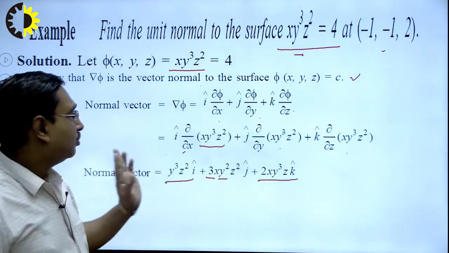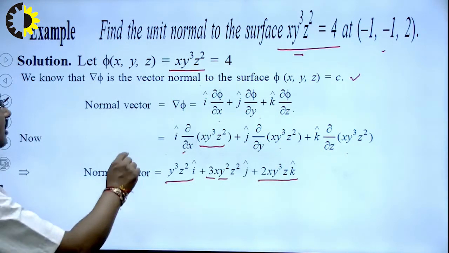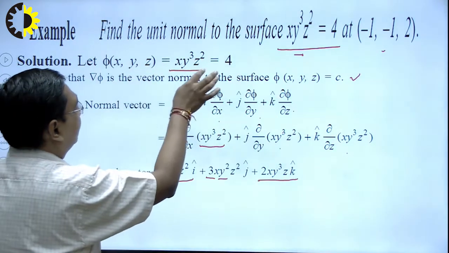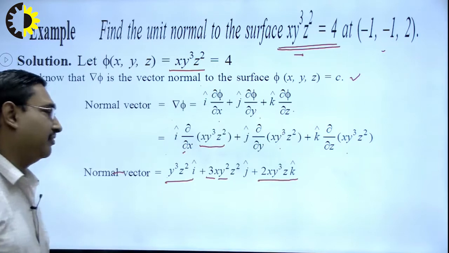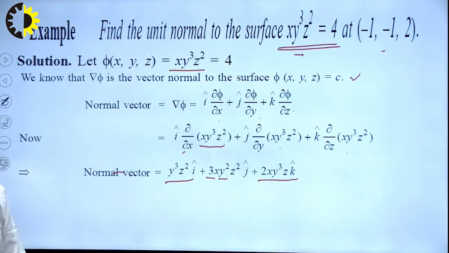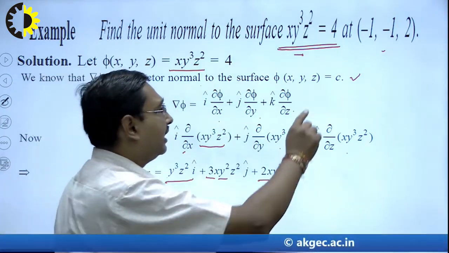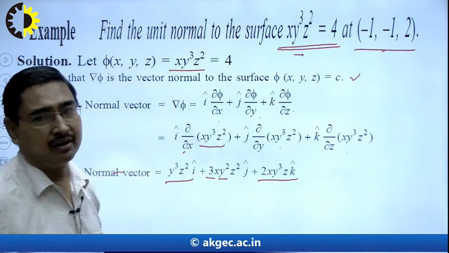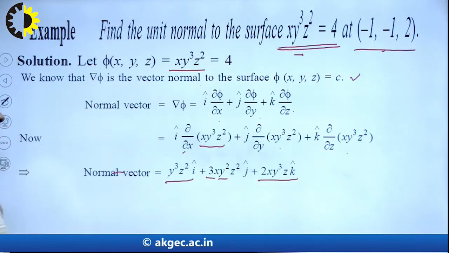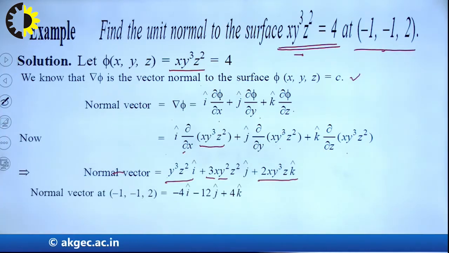This is the value of grad phi, and it is the normal vector for the surface phi(x, y, z) equal to 4, that is, this surface. This is the general normal vector for any point (x, y, z) of the surface. I am interested in finding the unit normal vector at this point. Therefore, this point will be substituted in place of x, y and z.